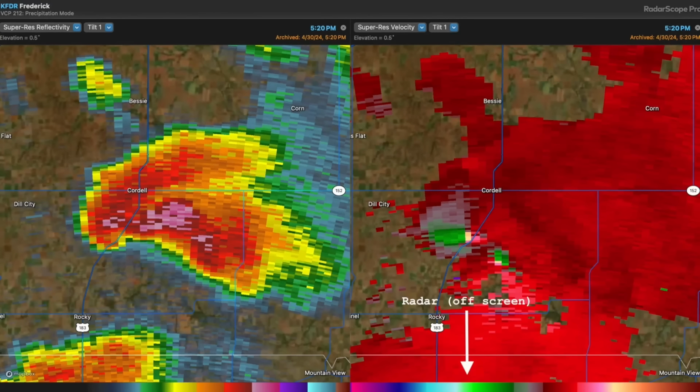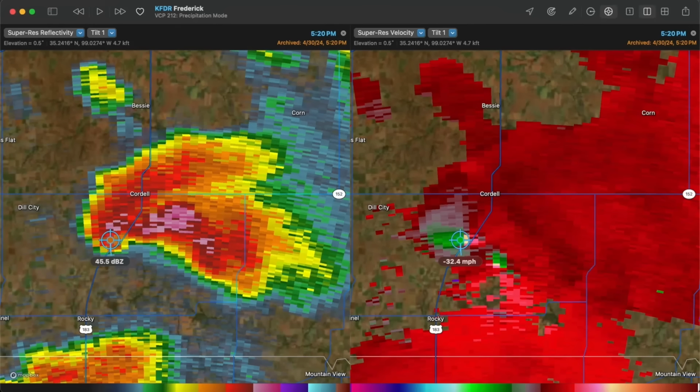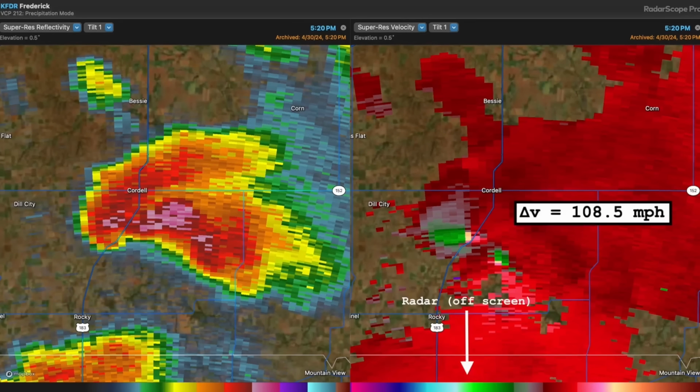Where's our radar? Down to the south of the storm, so this is definitely a legitimate cyclonic rotational signature, and with a maximum inbound velocity of negative 32.4 miles per hour and a maximum outbound velocity of 76.1 miles per hour, that gives us a delta V of over 108 miles per hour at a distance of about 60 miles from the radar, which satisfies the criterion for a tornado vortex signature.